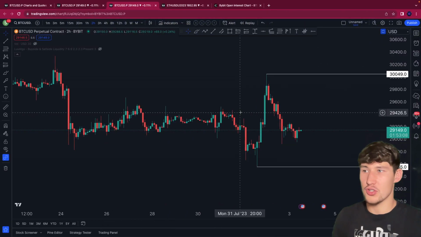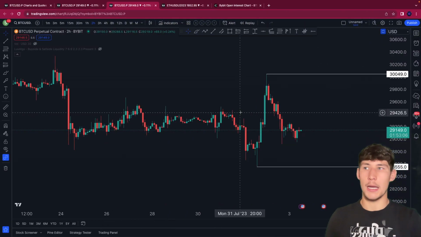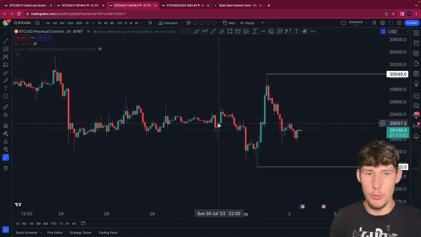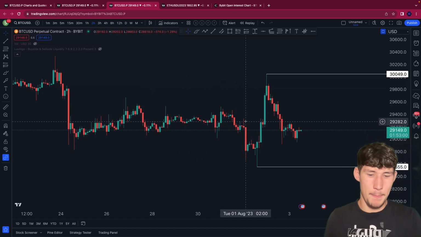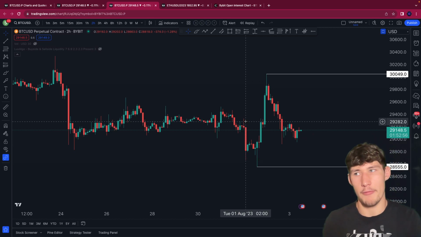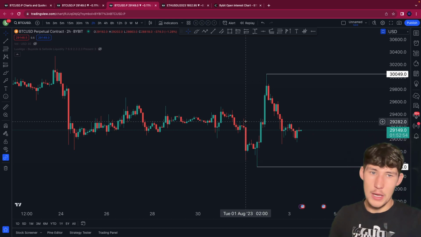Just to add on to that, we were also in a much bigger range. We're in a local range right now, but back then we were in a much bigger range, and we were at the value area high of that range as well. So there was all the confluence.